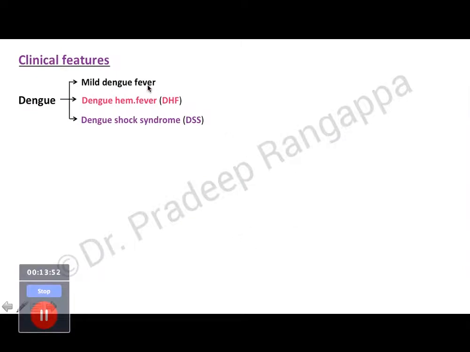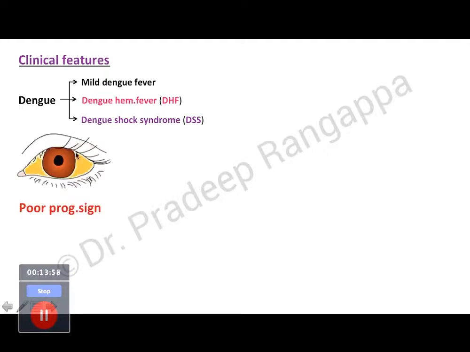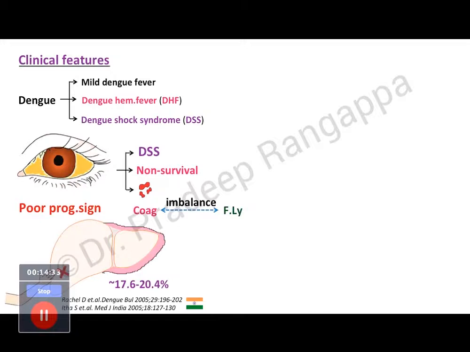So clinical features: you have 3 types of dengue, mild dengue fever, dengue hemorrhagic fever and dengue shock syndrome. And as I mentioned, AST-ALT rise is more common in dengue, bilirubin rise is less common, and presence of jaundice may be a poor prognostic sign in dengue. Presence of jaundice may have a good correlation with dengue shock syndrome, non-survival or bleeding manifestation. So if you have a patient with dengue presenting with jaundice, it is an alarming sign. It may lead to non-survival or it may lead to bleeding manifestation. And there can be imbalance between the coagulopathy and the fibrinolytic mechanism, which may lead to bleeding manifestations.